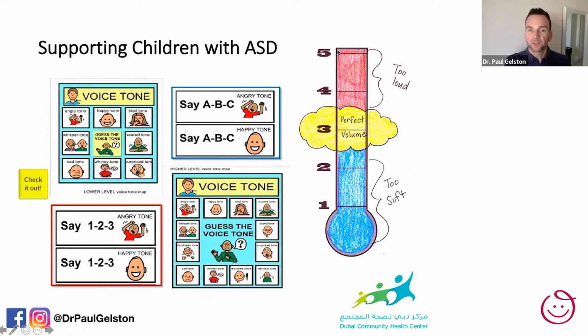The thermometer here is quite a useful one, which visually demonstrates to children what the appropriate volume is for their voice, depending on the environment that they're in. So for example, some children with ASD talk extremely loudly, or some talk very quietly. And this is a visual to demonstrate what their adequate volume should be. And this would be practiced with the therapist, so that the child can really understand and see what is more appropriate for them.